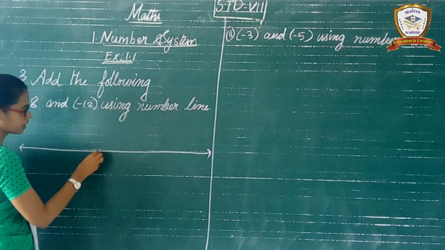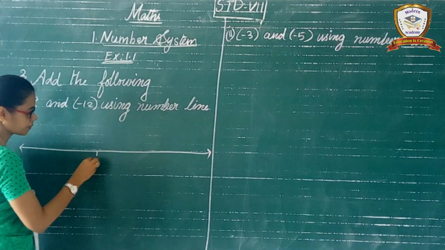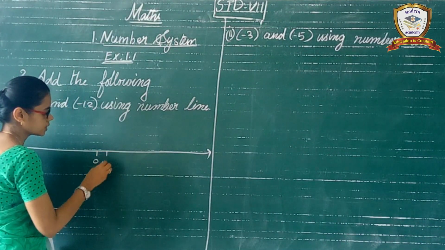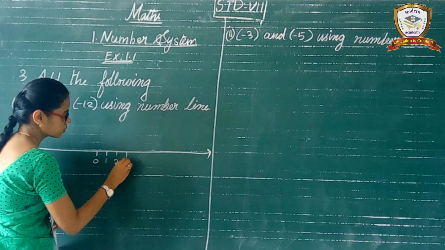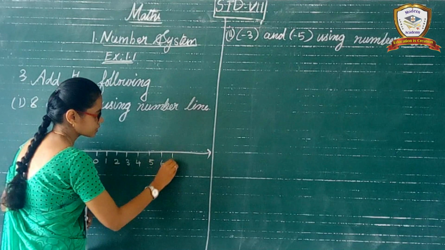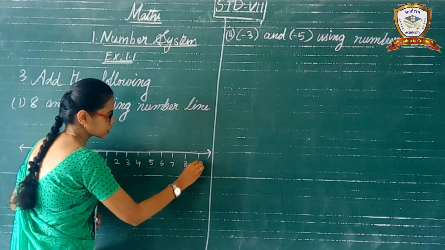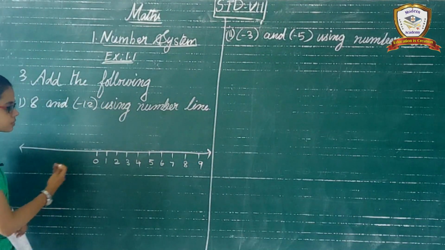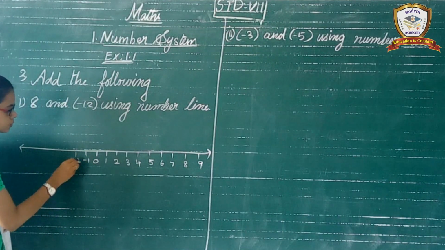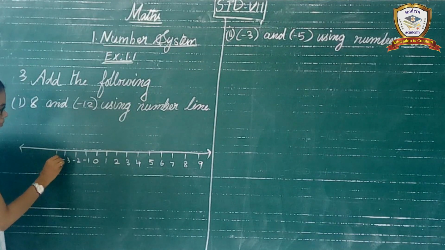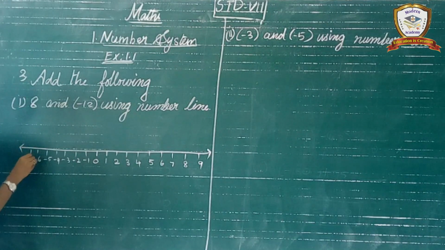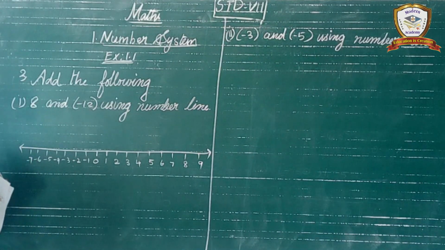Let us consider the number line. 0 must be the center, isn't it? So the right side of 0 is positive integers: 1, 2, 3, 4, 5, 6, 7, 8, 9. The left side of 0 is negative integers: minus 1, minus 2, minus 3, minus 4, minus 5, minus 6, minus 7 and so on.